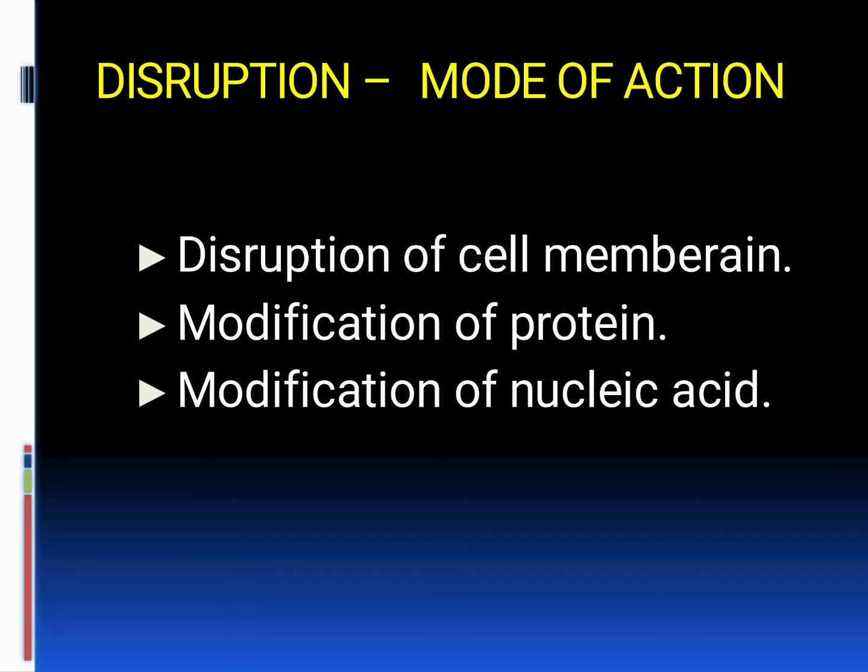Disinfectant mode of action. There are three types of mode of action. First one, disruption of cell membrane; second one, modification of protein; third one, modification of nucleic acid. Disruption of cell membrane includes alcohol, detergent, phenol. Modification of protein includes chlorine, iodine, heavy metal, hydrogen peroxide, aldehyde, ethylene oxide, acid. At last, modification of nucleic acid includes crystal violet and malachite green.